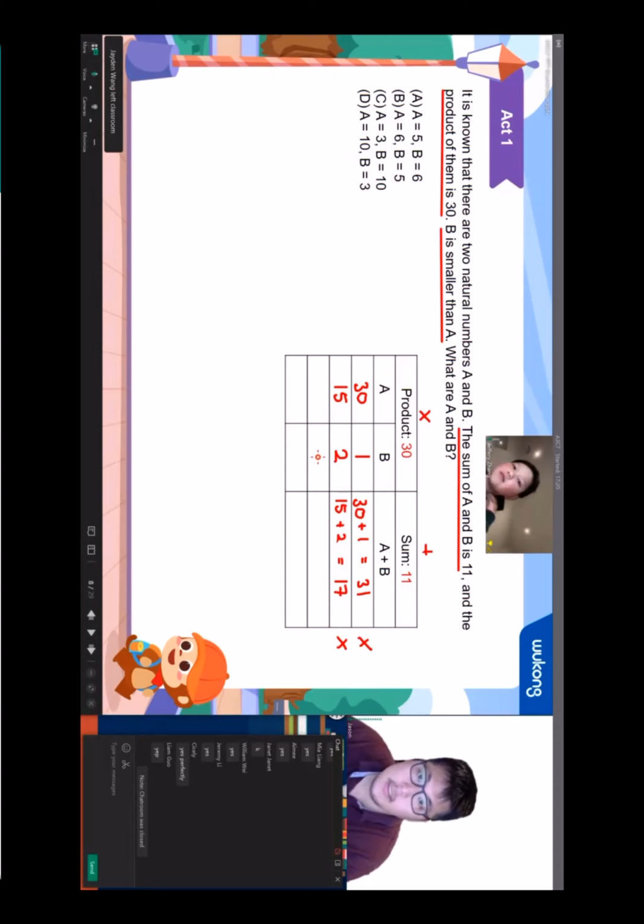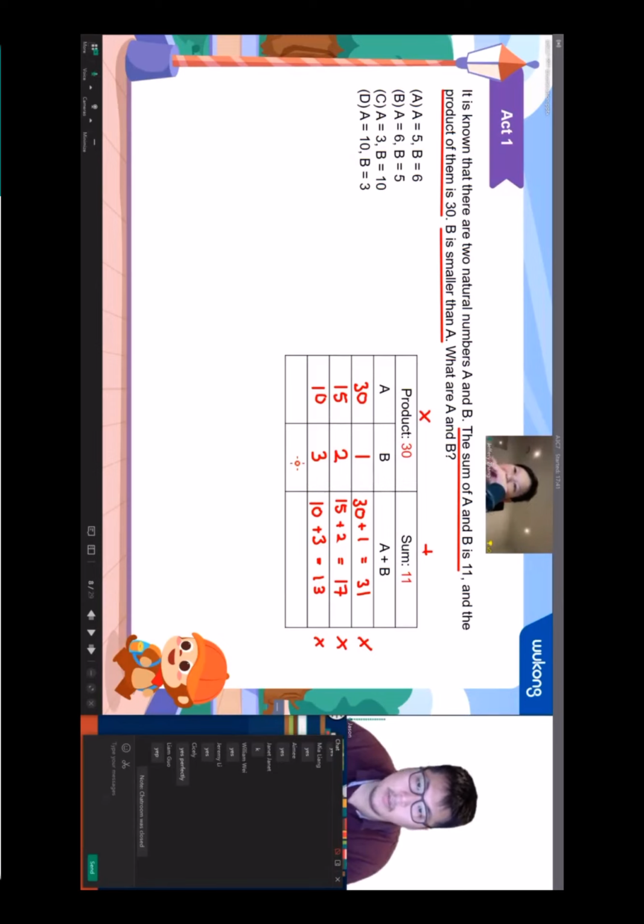Good. And what's the next number I should use for B? 3. Yes, 3. And then what goes with 3? 10. Very good. So 10 times 3 is 30. And let's check. It's 13. So we're nearly there. All right.